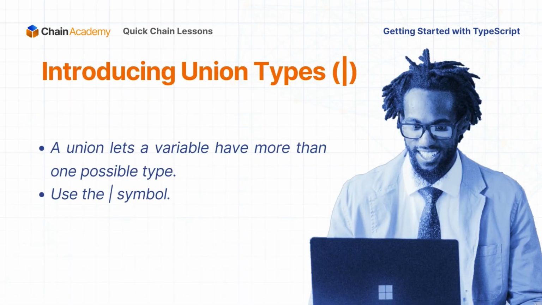All right, now let's talk about one of the coolest features in TypeScript, which is called union types. Sometimes a variable isn't limited to just one type. For example, imagine a piece of data that could be a string or a number, depending on how it is used. That is exactly what a union type allows. A union lets a variable have more than one possible type, and we represent that using the vertical bar symbol. You can think of it as saying this value can be one type or another.